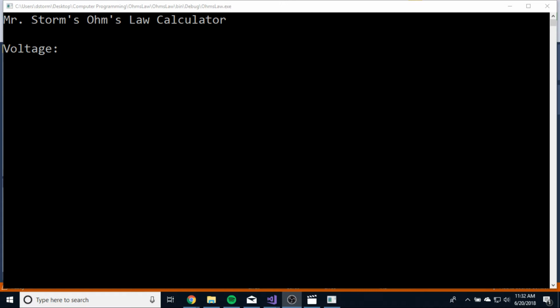I'm very quickly going to show you my example for a calculator for the calculator assignment. In this assignment, you have to build a calculator that takes in variables, does some math operations, and spits out the result. Right? Now, this is my example. I created an Ohm's law calculator. Now, this is a very, very basic calculator.